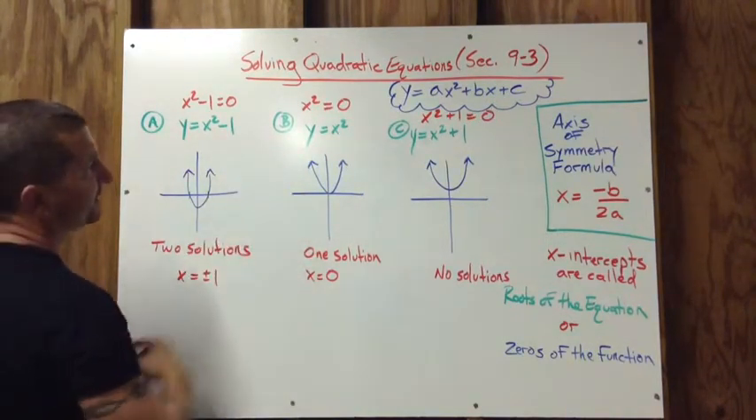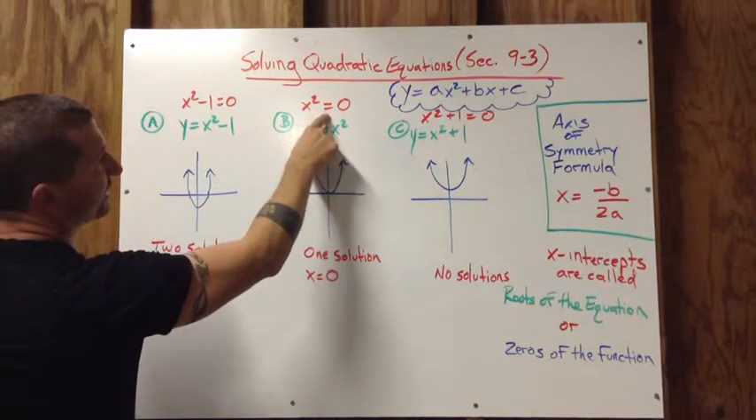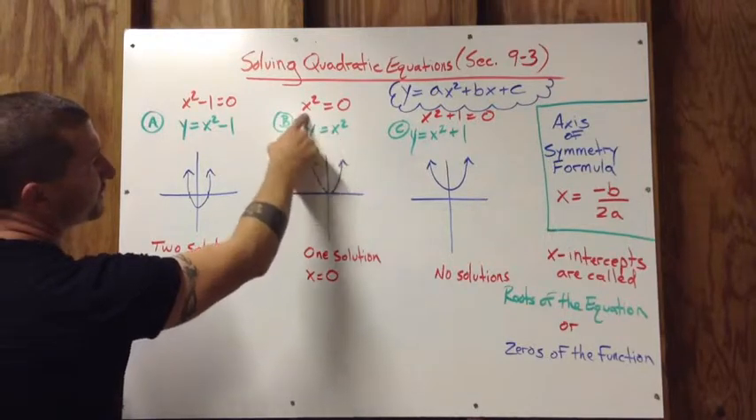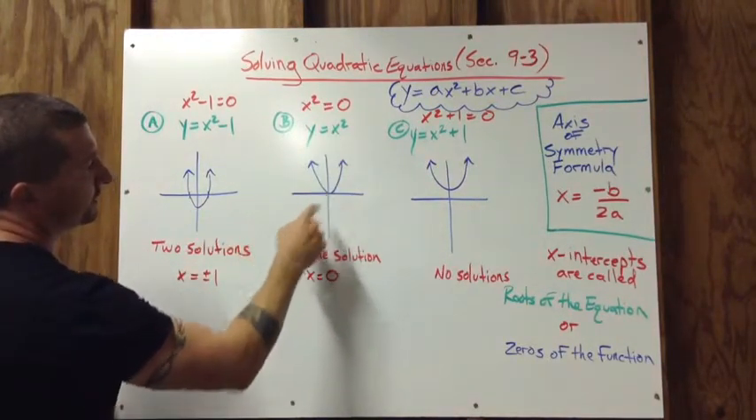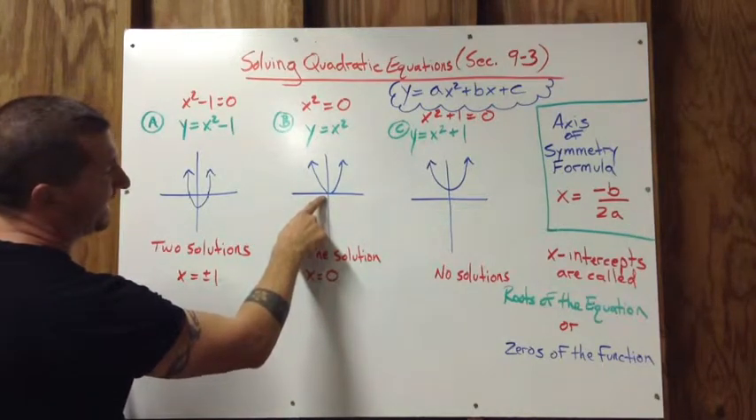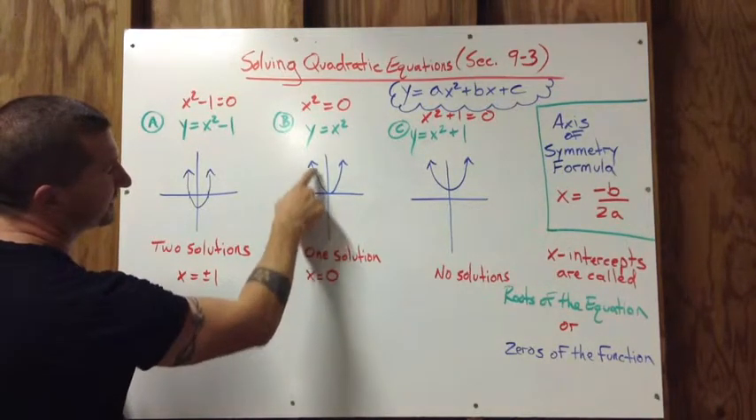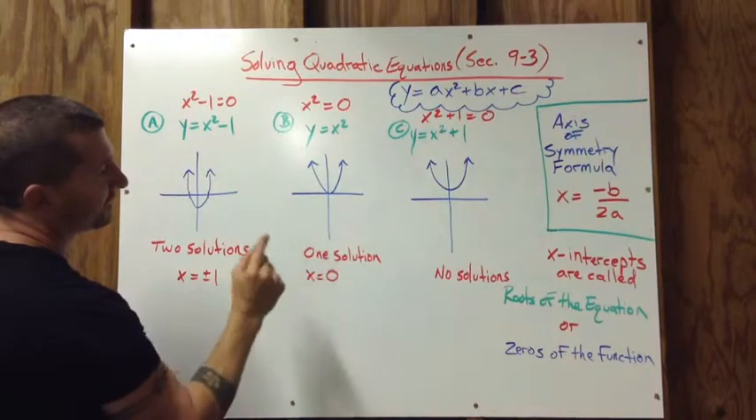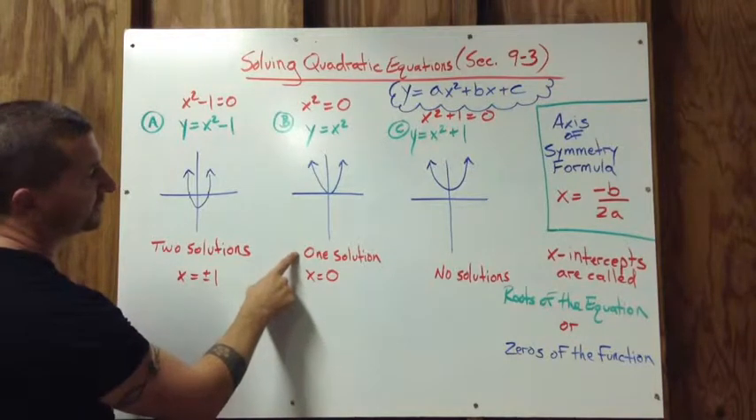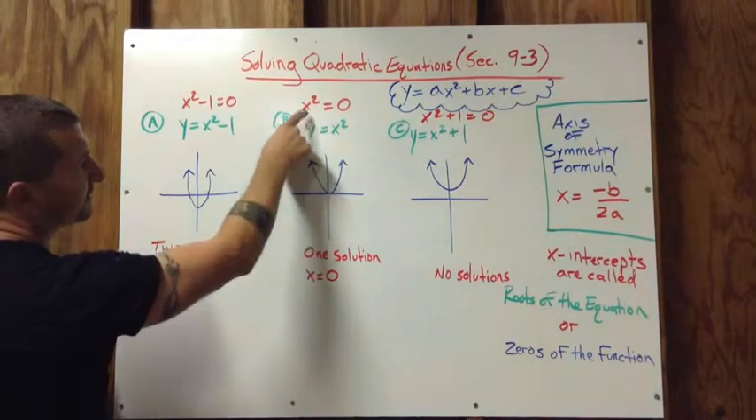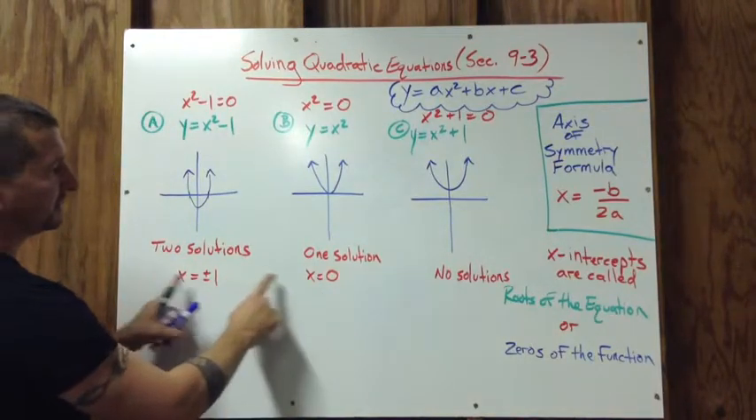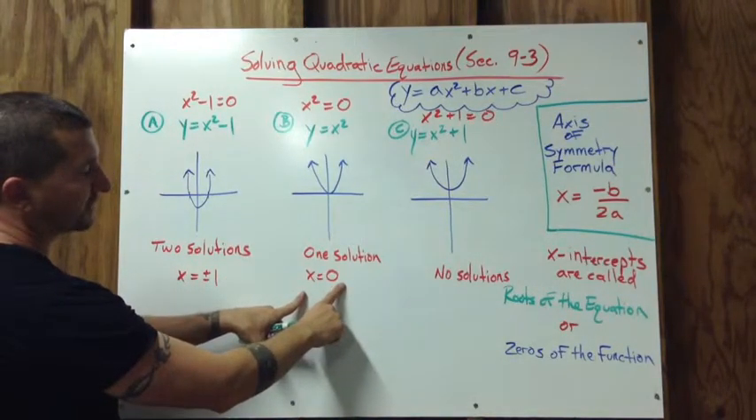Now look at our second example. If we were to graph x squared equals 0, we would graph y equals x squared. And when we do, we actually had this example a few sections ago. The vertex is right at the origin, and it crosses the x-axis at one point, only at 0. So there's only one solution to this problem here. It's 0. So this problem we have two solutions. This one we have one solution.